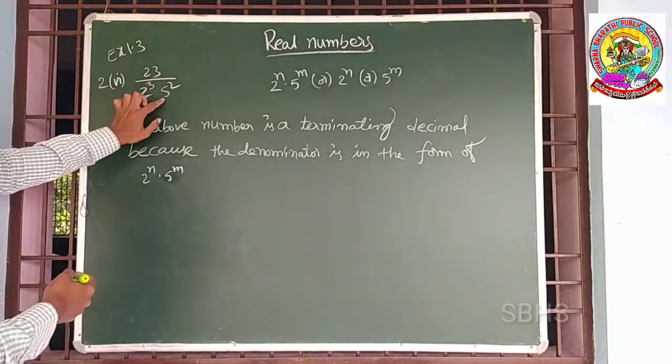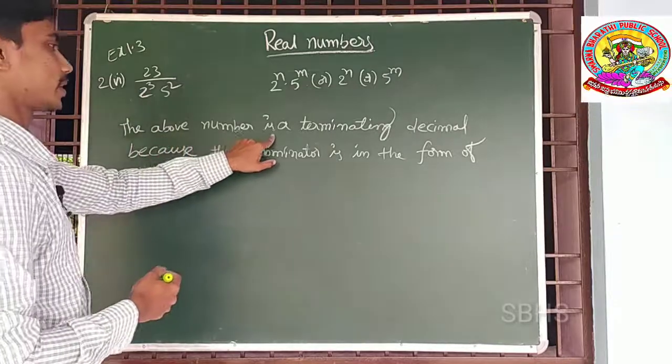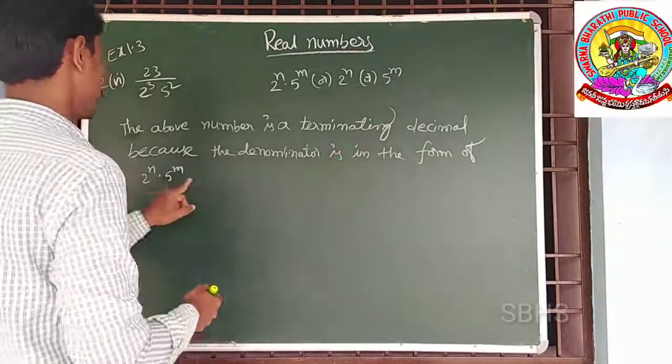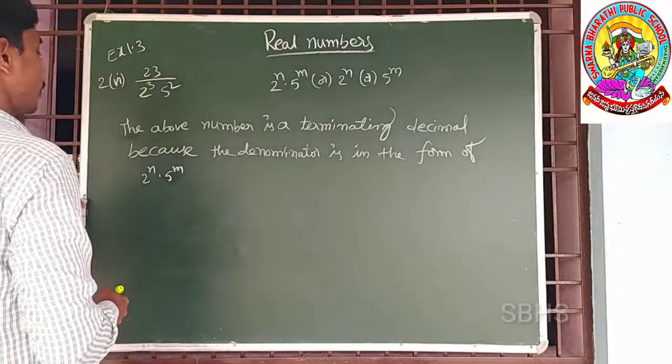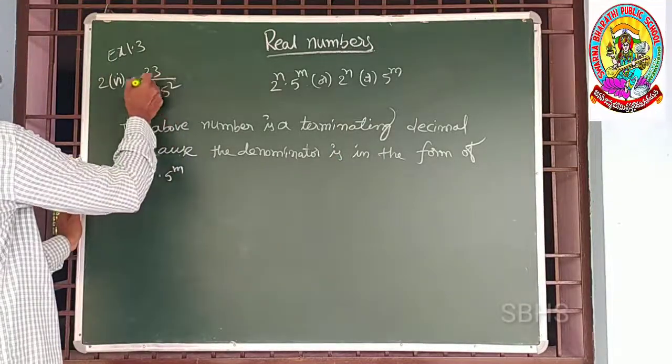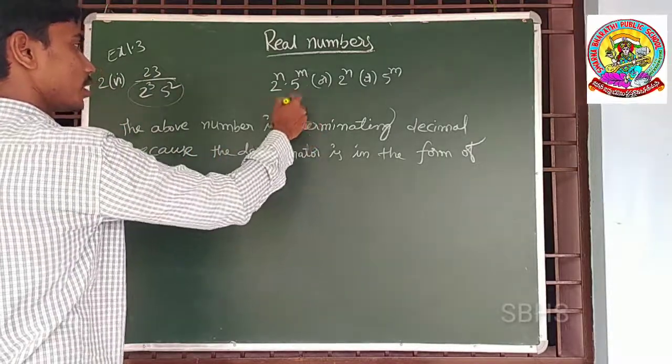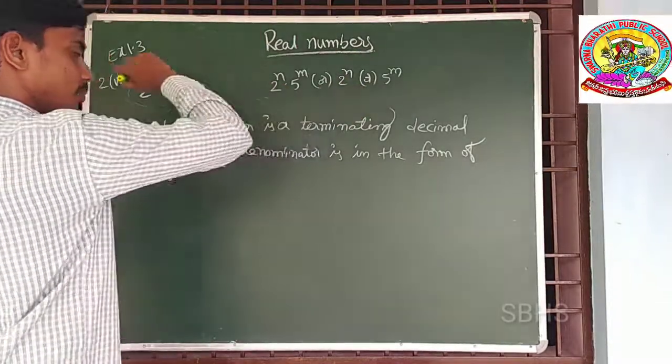23 by 2 cube 5 square. The above number is a terminating decimal because the denominator is in the form of 2 power n and 5 power m. So when the denominator is in the form of 2 power n and 5 power m, that should be a terminating decimal, otherwise it is not a terminating decimal.